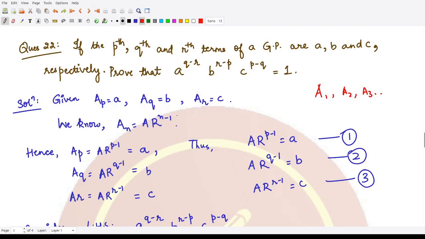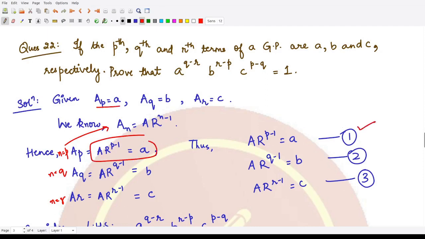And we know the formula for the general term. It is equal to, an is given by the first term A multiplied with common ratio R raised to power n minus 1. So making use of this formula, substituting n is equal to p once, substituting n is equal to q, and substituting n is equal to r one by one into this formula, we would have Ap is equal to A R raised to power p minus 1. This is given to be a. So let's mark this as equation number 1.